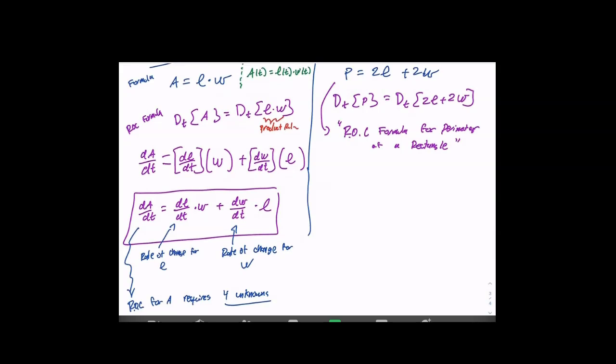What do I get? I'm going to take the derivative of the left-hand side, which gives me 2 dL/dt.